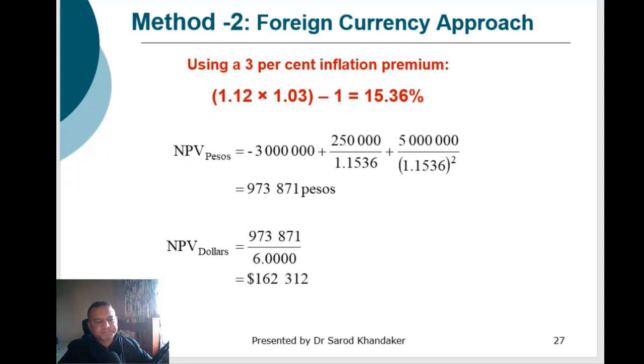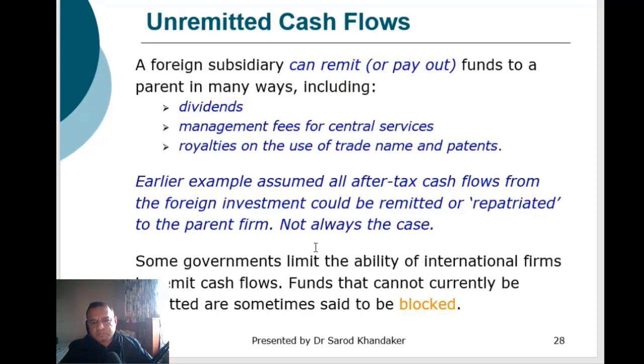Number 1 is unremitted cash flow, because some countries can actually block the foreign remittance, or the sending of remittance to the home country. A foreign subsidiary can remit or pay out funds to the parent company in several ways. One is through the dividend, as we know. Second could be the management fees for the services, or number 3 could be the royalties on using the trade name or the patents.